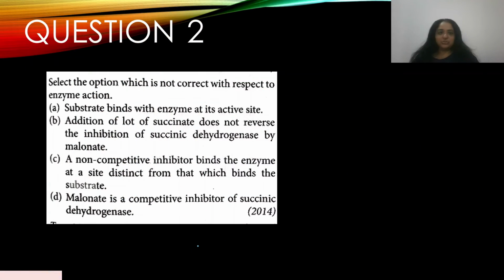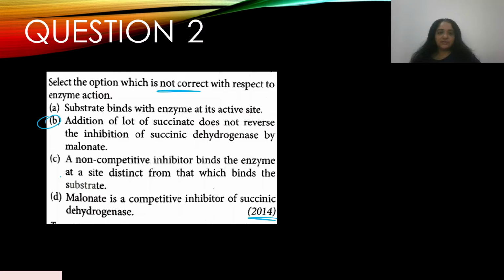Okay, so question number 2. Select the option which is not correct with respect to the enzyme actions. Appeared in 2014. A, substrate binds with enzyme at its active site. We find the incorrect statement. B, addition of lot of succinate does not reverse the inhibition of succinate dehydrogenase by malonate. Actually it does. So I think B should be the right answer.